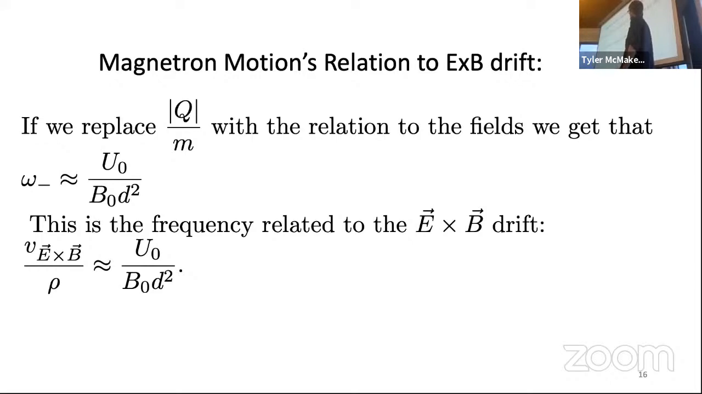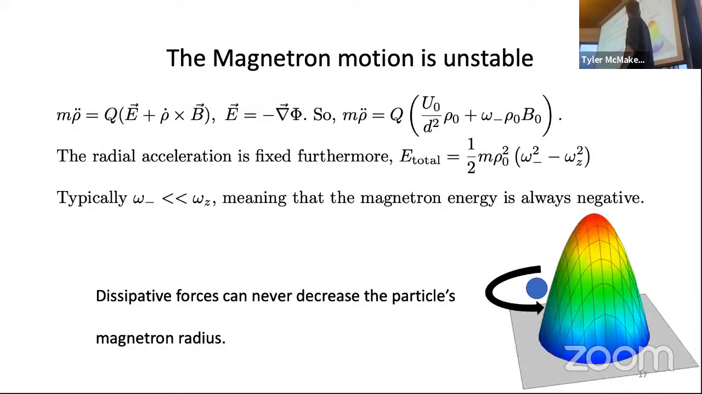So the magnetron motion is related to the E cross B drift, as I stated previously. Another way that you can look at this omega minus, rather than solving the equations of motion given by the Lorentz force, is by relating it to the E cross B drift. So it's a pretty neat thing.